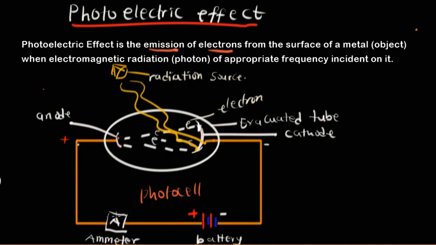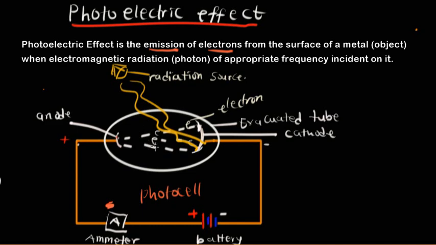To determine that this effect is happening, you will see that the ammeter over here will read. When the ammeter reads, it means current is flowing through the device. That is the photoelectric effect.